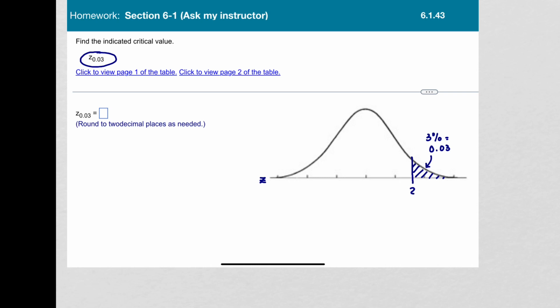And our question is, what value on the horizontal axis cuts off that top 3%? And we call that the critical value. So I'm going to label this as z sub 0.03. That 0.03 just indicates the area there in the right-hand tail. To calculate this, we're going to use the inverse norm function in the calculator.